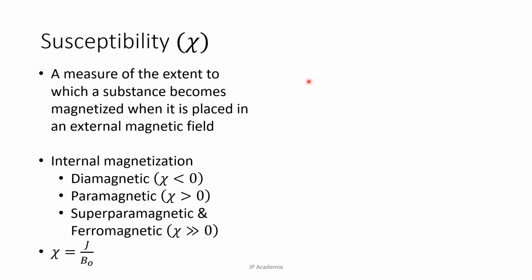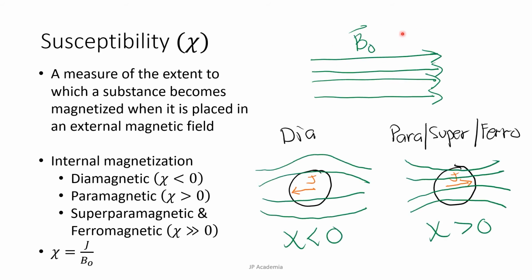You can think that this quantity describes the ability of a material to be magnetized. When a material interacts with a magnetic field, an internal magnetization called the polarization J is generated that either augments or opposes the external magnetic field. Thus, magnetic susceptibility can be described as the magnitude of the internal polarization J over the strength of the magnetic field B naught.